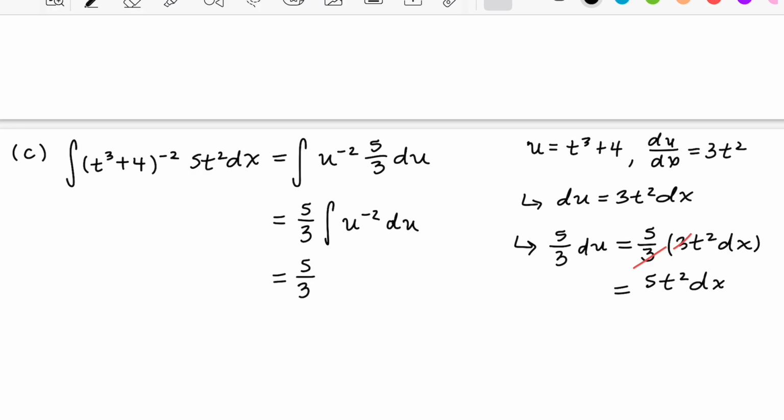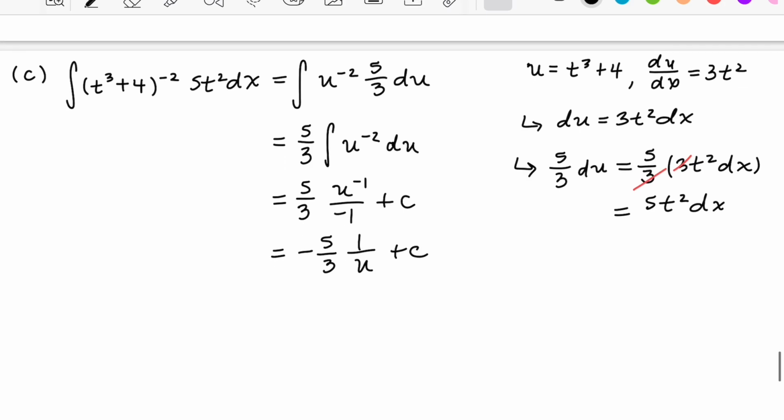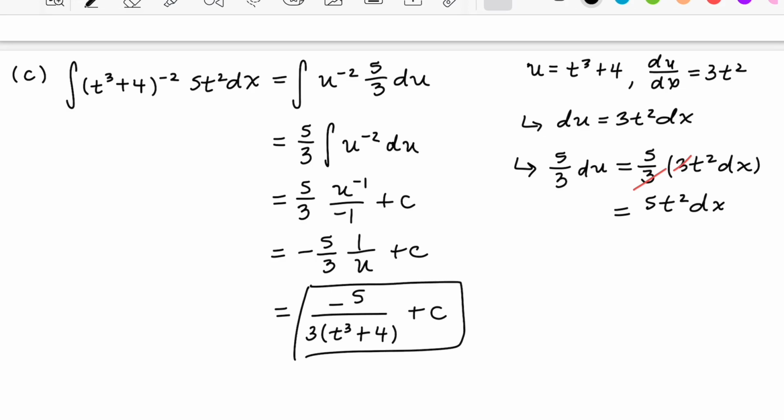Now integrating u to the minus 2, n is our minus 2, so n plus 1, so minus 2 plus 1, we'll get minus 1. So u to the minus 1 over minus 1 plus some constant c. So this will be minus 5/3 times 1 over u plus c, rewriting that with positive exponents. And then plugging in our value for u, we will get t³ plus 4, and then we still have this constant c. Okay, so this is our value for this guy.